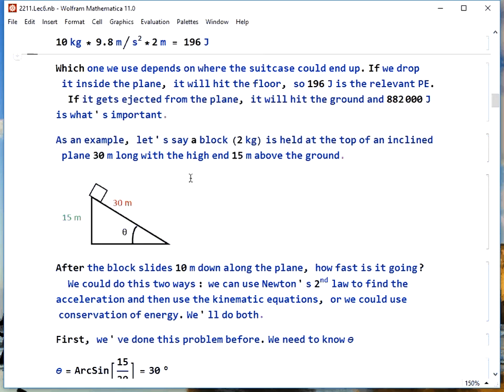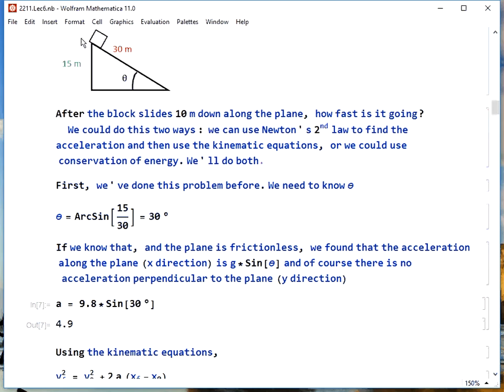So for an example, let's look at a 2 kilogram block at the top of a frictionless inclined plane. We'll say it's 30 meters long and the high end is 15 meters above the ground. After the block slides 10 meters along the plane, 1/3 of the way down, how fast is it going? There are two ways to do this. We can use Newton's second law, find the acceleration and then the kinematic equations, or we could do the conservation of energy method. We're going to do both and see that we get the same thing.